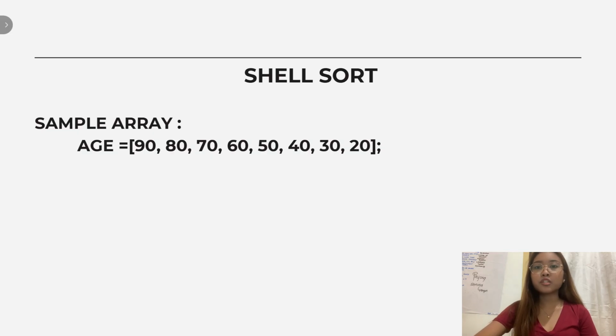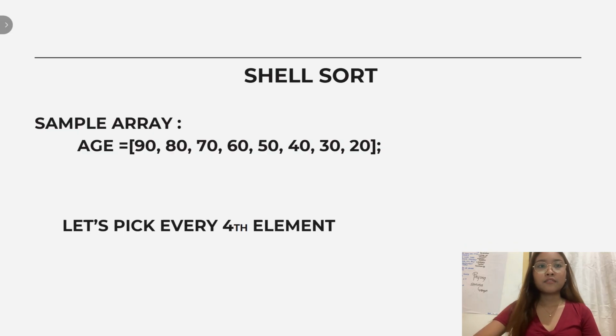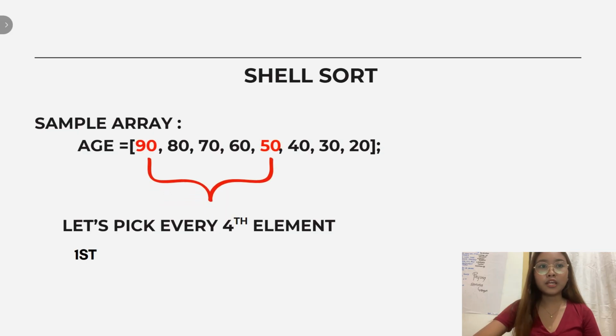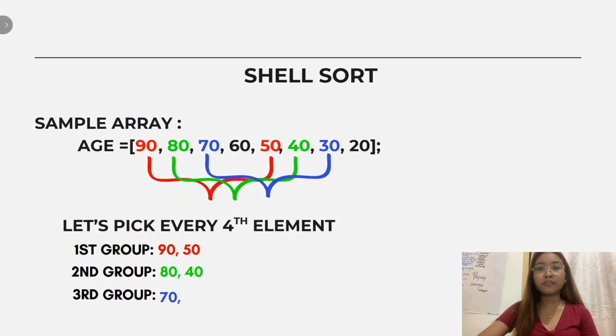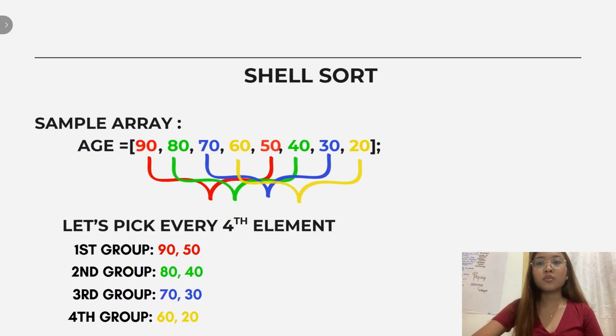Shell sort picks a gap, in this case 4. So we take every fourth element to form groups. The first group is 90 and 50. Second group is 80 and 40. Third group is 70 and 30. Fourth group is 60 and 20. Each of these small groups is sorted individually.